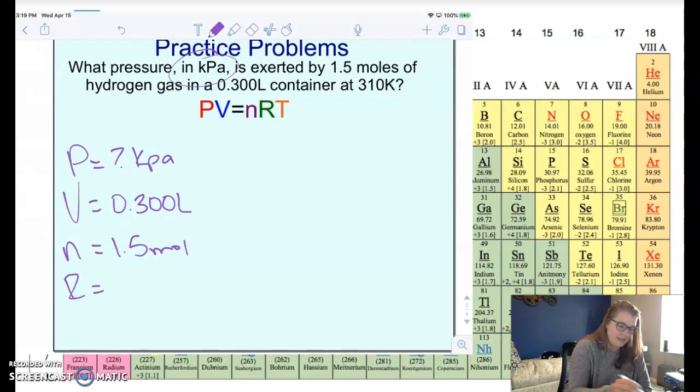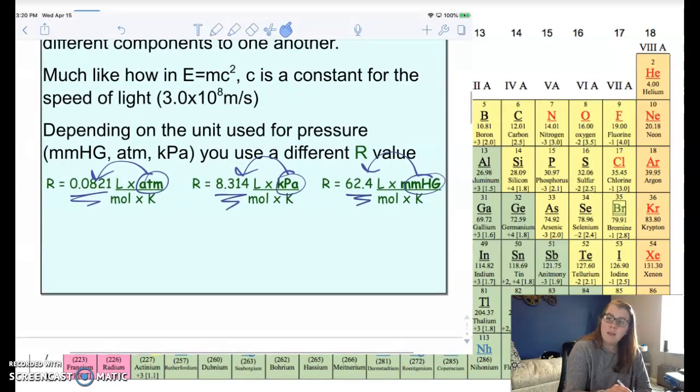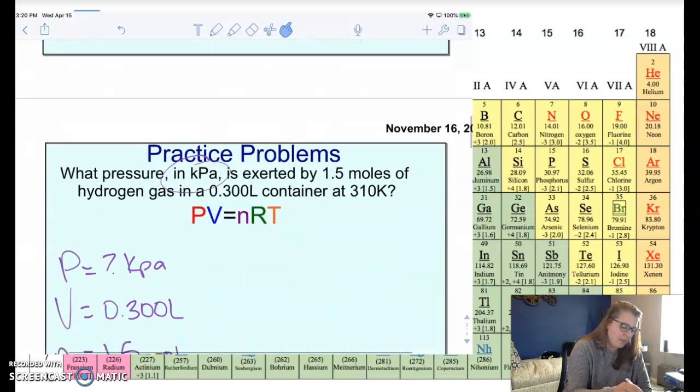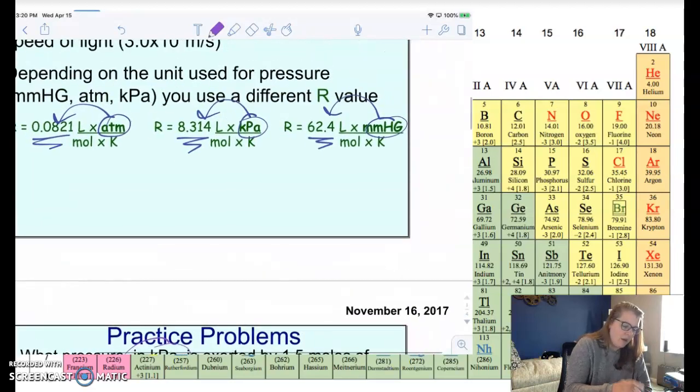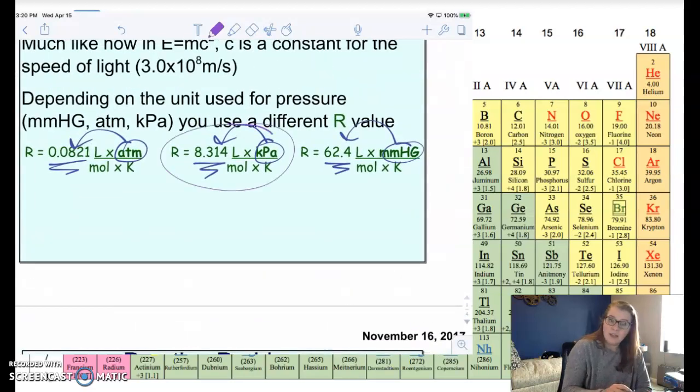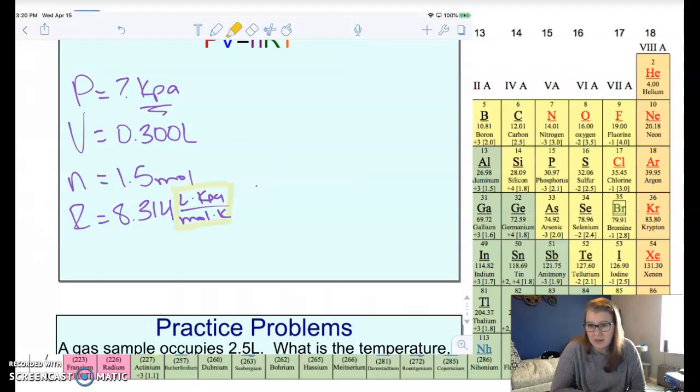R is a constant, and it's going to be one of these 3 numbers here, and we're going to pick the number based on the unit of pressure. So since pressure wanted to be kilopascals, I'm going to pick the R value that matches with that, so kilopascals. So I'm going to pick 8.314 liters times kilopascals over moles times Kelvin. This big thing I just wrote down right here is the unit of R.